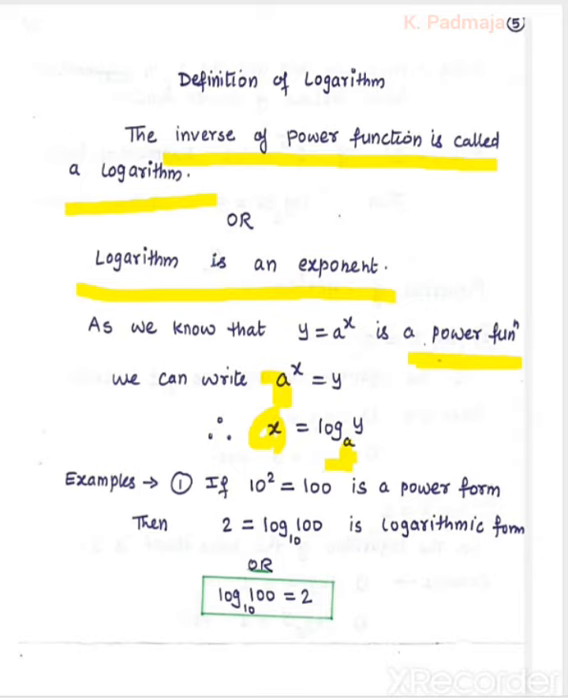For example, in power form we know that 10 square equal to 100. In logarithmic form, what do we write? 2 here, and this base 10. Here 10 is the base. So this 10 will go in the subscript of log of 100 to the base 10, or log 100 to the base 10 equal to 2. So this is called logarithm. Okay.